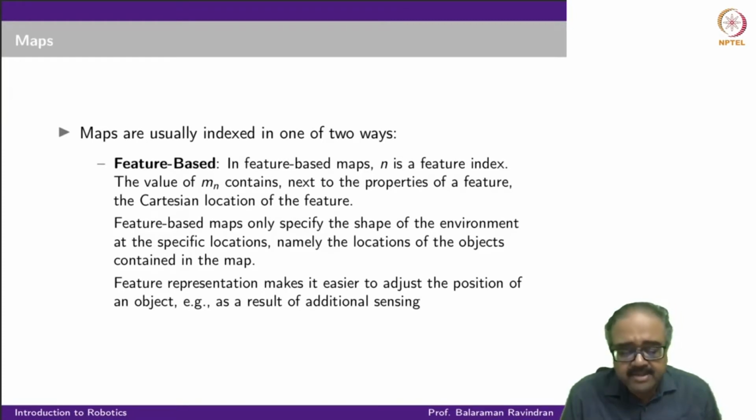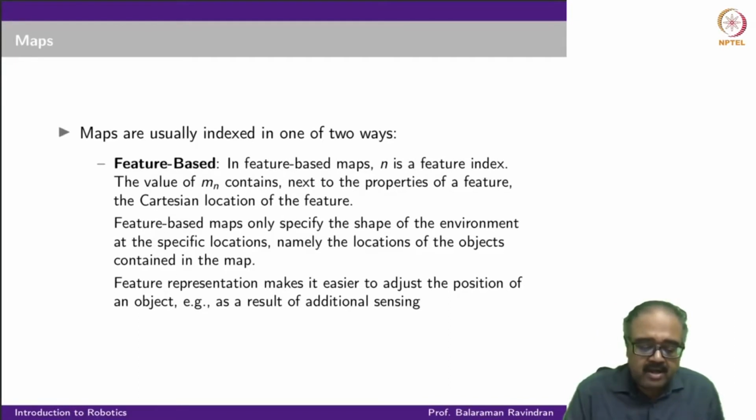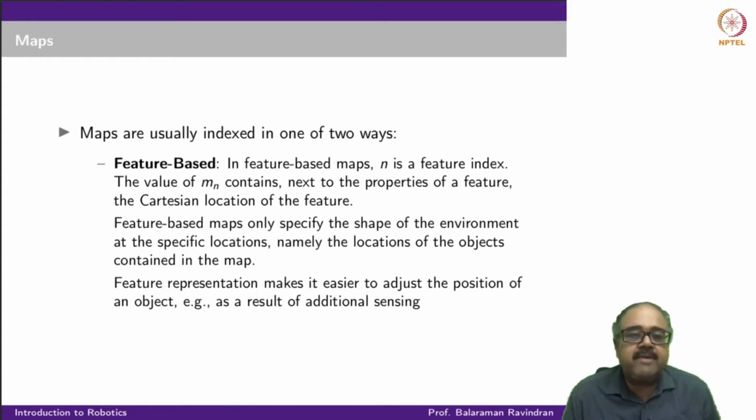Sometimes it's actually useful to have these feature-based maps when I'm trying to do localization in the world. If I'm next to a specific feature, for example a particular building, when I'm trying to do navigation, it's easier for me to know where I am: I am next to that building. So I get more information when I have this kind of feature-based representation.